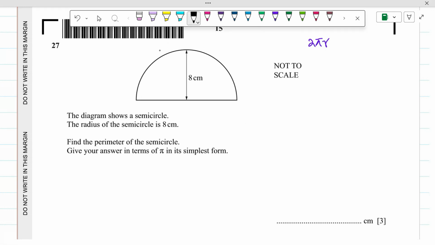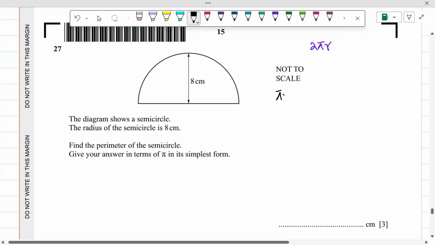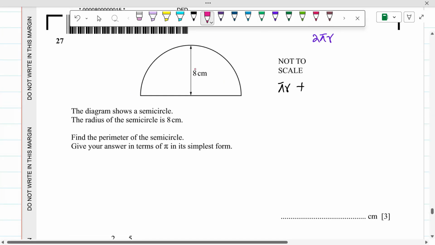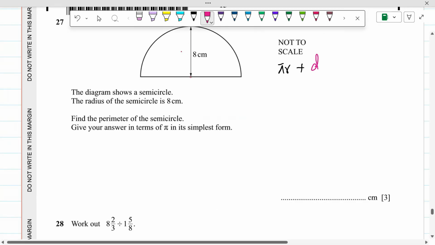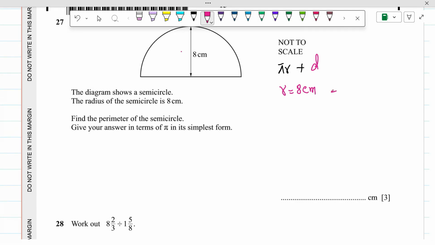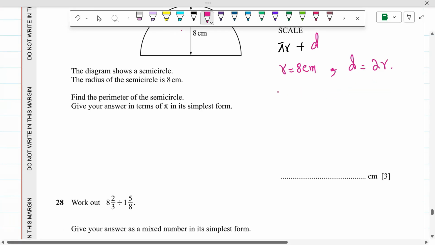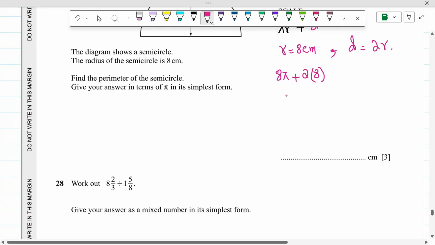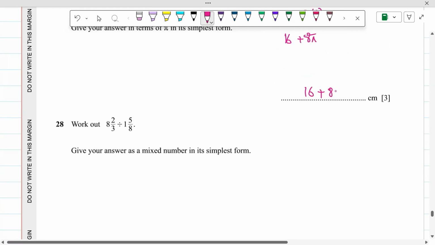So this is a semicircle, so the perimeter of the half circle is pi r, plus the semicircle also includes the diameter. So we also need to include the diameter to find the perimeter. The radius is equal to 8 centimeters, so we plug in r equals 8 centimeters, and we know that the diameter is equal to 2 times r. So plugging in these values, we have 8 pi plus 2 times 8. So this is equal to 16 plus 8 pi. So we have 16 plus 8 pi.